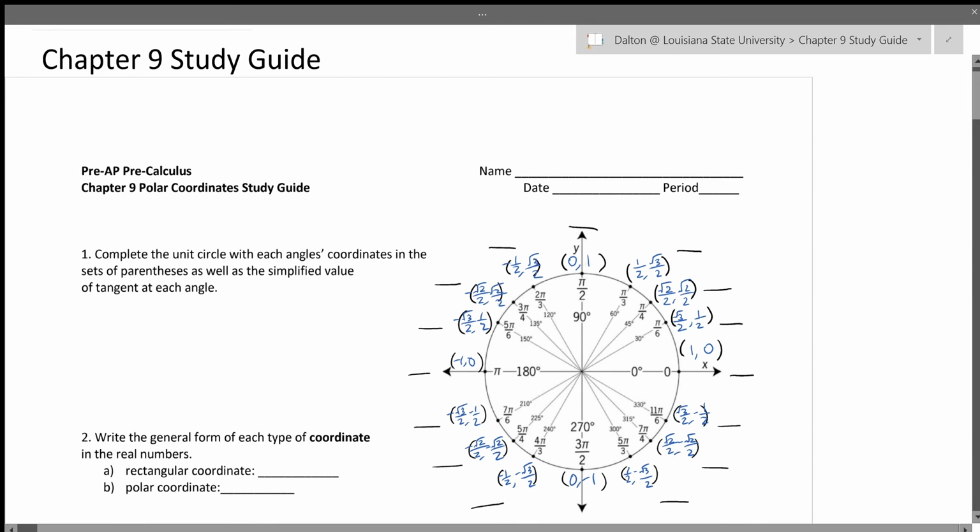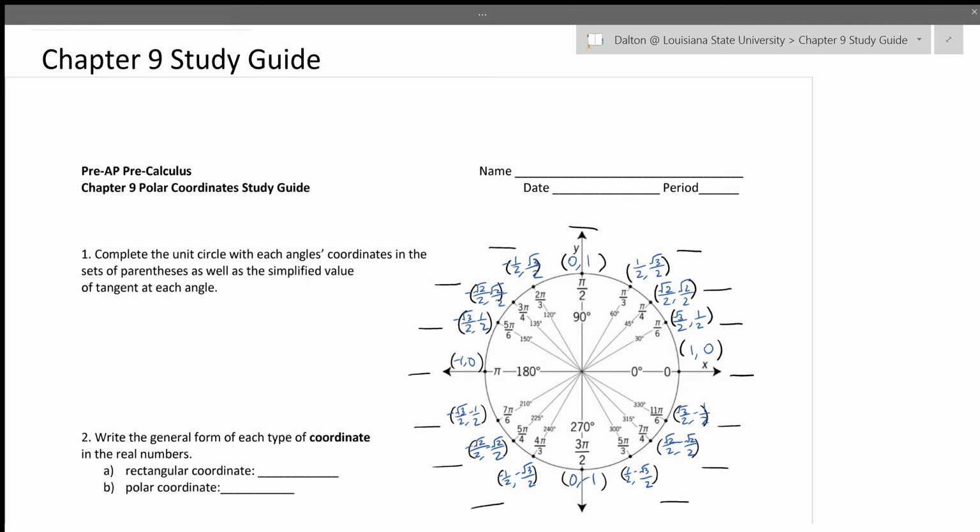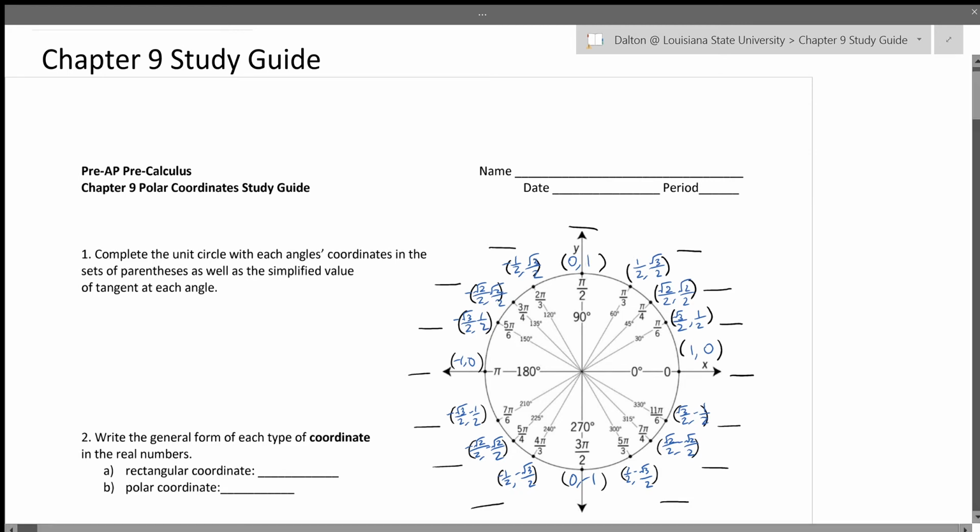The second thing I want you to do, it says, is fill out the simplified value of the tangent at each angle. So this is something that you can find easily, very quickly, but it's also beneficial if you just know what the tangent is at each point as quickly as you can tell me what the coordinate is at each point. And there's kind of a pattern to it. So again, at my horizontal line here, I know that tangent is 0.